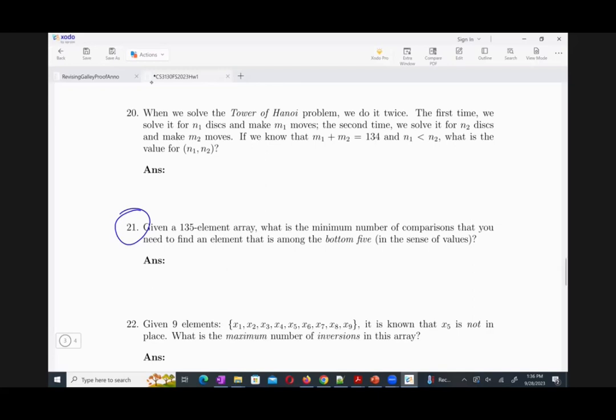Finding the minimum. Remember that. Connect this question to the finding the minimum question.